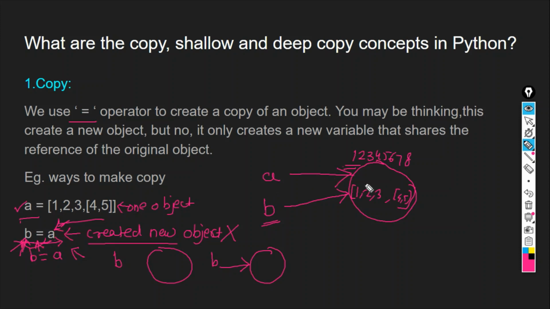Why? Because these are not different objects. Why are changes reflecting to each other? Because these two are not different objects, they are just references to the same memory location. So a and b are references to the same memory location. Because of that, any change to a gets reflected to b, and any change to b gets reflected to a. We will verify this by doing some code.